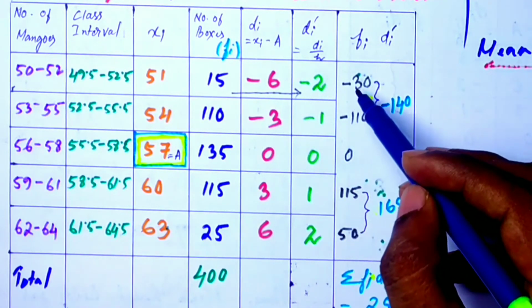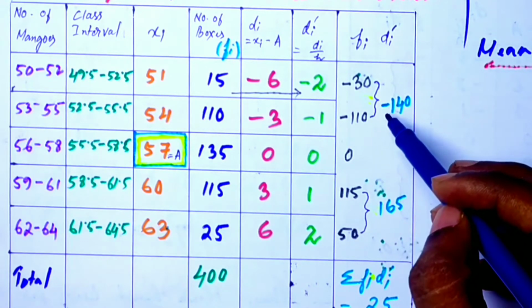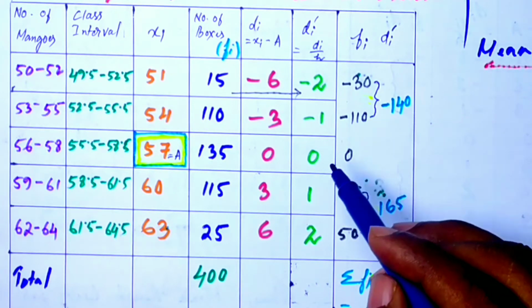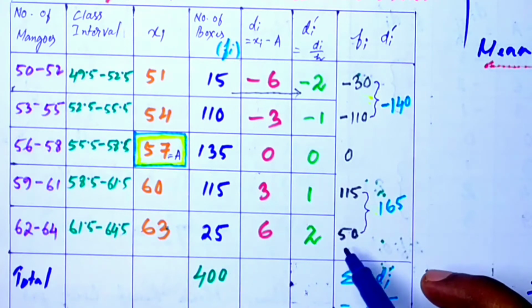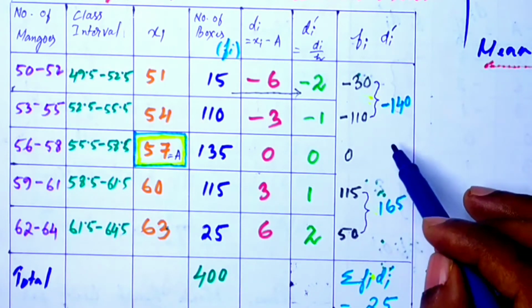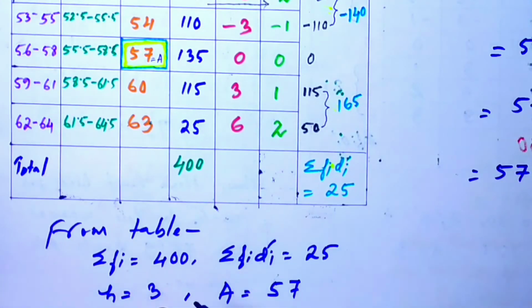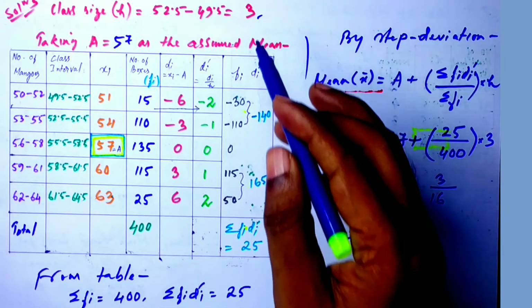15 into minus 2 is minus 30, 110 into minus 1 is minus 110, which is minus 140 by adding these two, and we get 115 into 1 is 115, 25 into 2 is 50, total is 165. The sum of these two is 25. From the table we have summation fi is 400, summation fi di dash is 25, h equal to 3, a equal to 57.